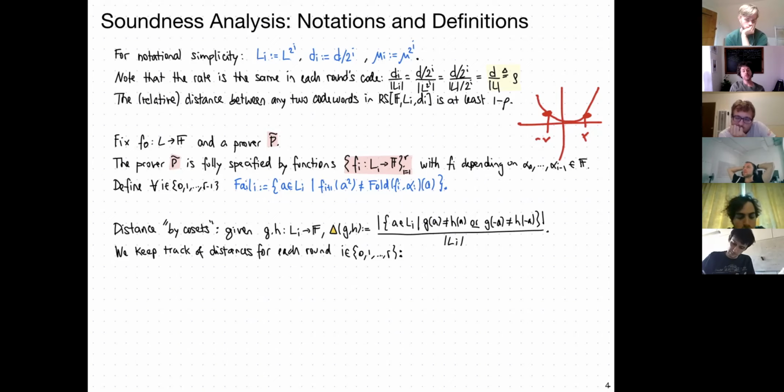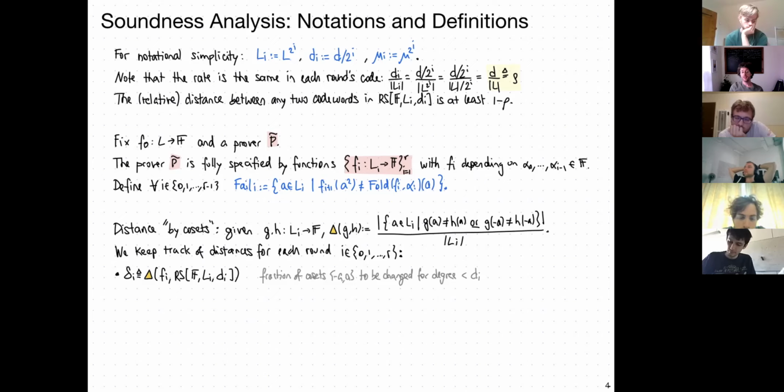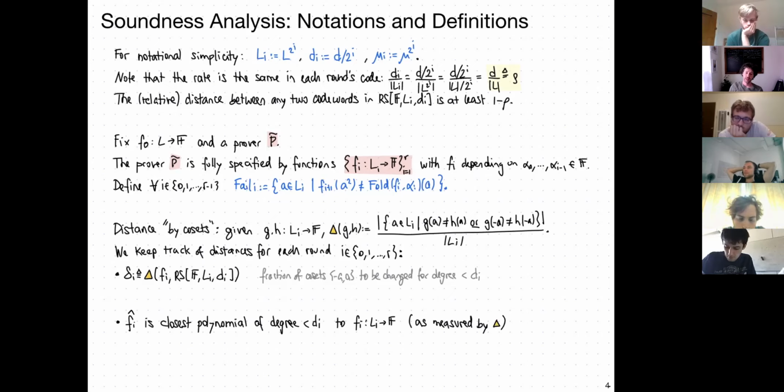Okay, and we're going to keep track of distances for each one of the rounds. So what do I mean by that? I'll just have this notation of delta i, which tells me the distance of the function that I'm looking at in the ith round, which is f_i, from the Reed-Solomon code. So this is our distance at each one of the iterations. Okay, bear with me. That's the last. It is a long definition slide, but we won't have any more slides like that.